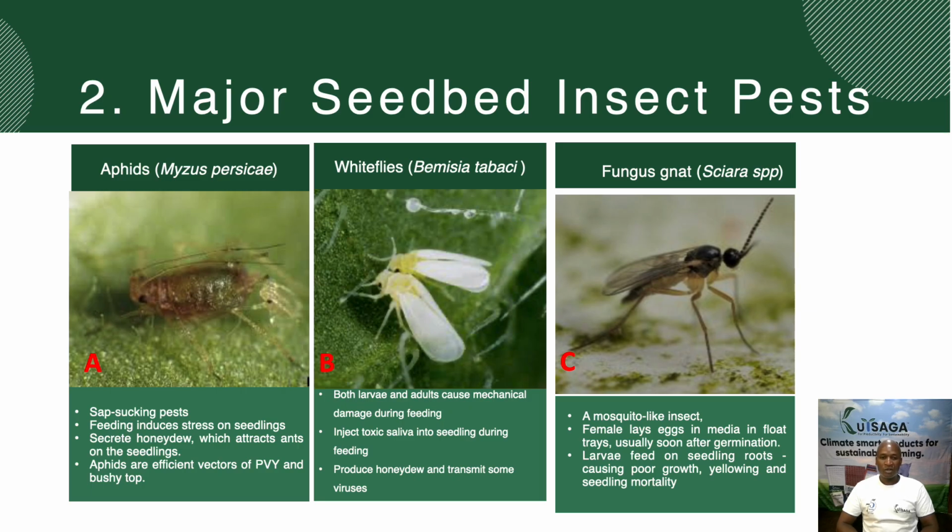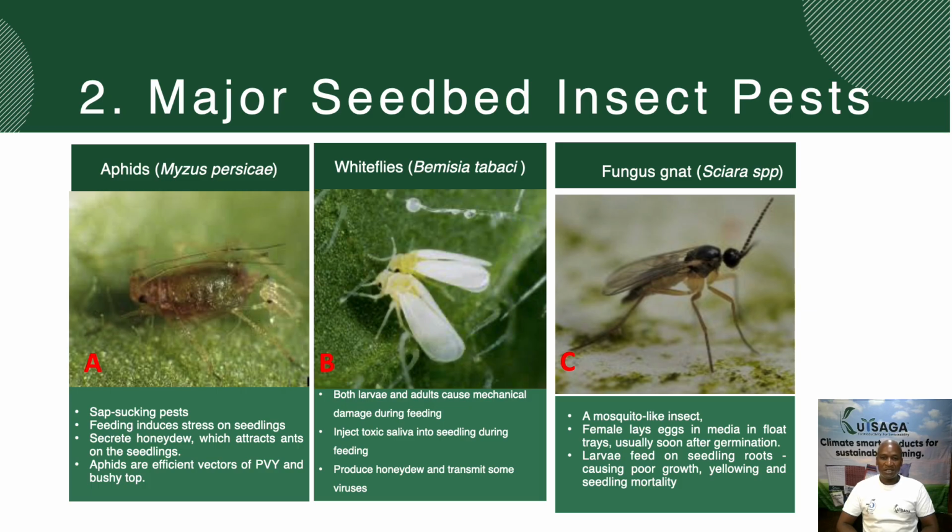The aphids are also efficient vectors of PVY and the bushy top viruses. And PVY is one of the most economically important diseases of tobacco. The whiteflies transmit tobacco leaf curl virus, which again is a potentially harmful disease to tobacco production.